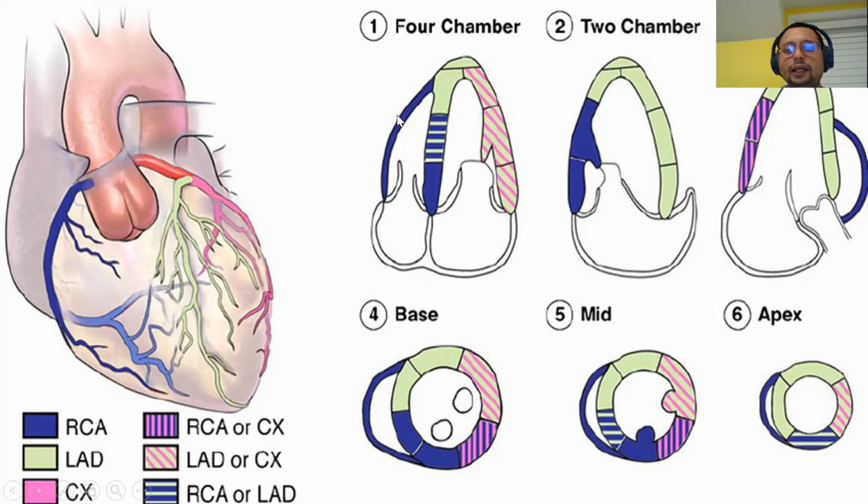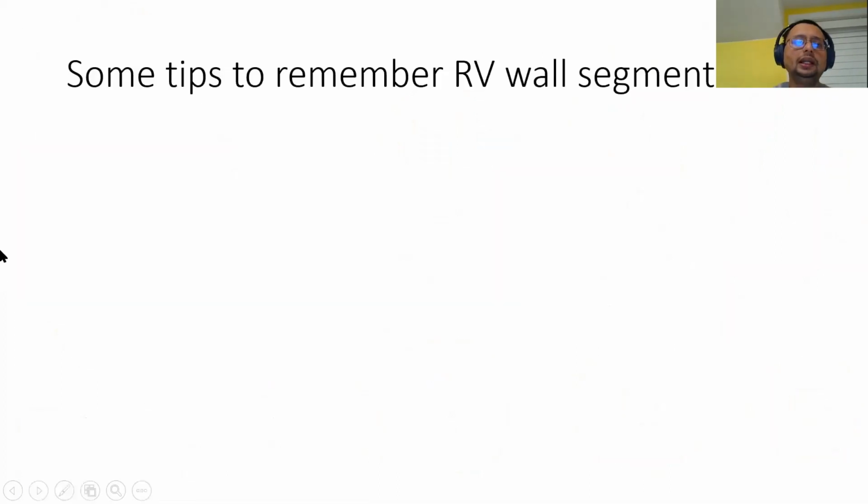For example, in this mid-inferoseptal area of the left ventricle, this can either be supplied by the LAD or RCA. In this lateral wall of the left ventricle, so basal, mid-anterolateral, and apical lateral, it can be supplied by either LAD or circumflex. Even if you could not remember that, the first step is just to remember the LAD distribution, like so and like so. Now that is the left ventricle.